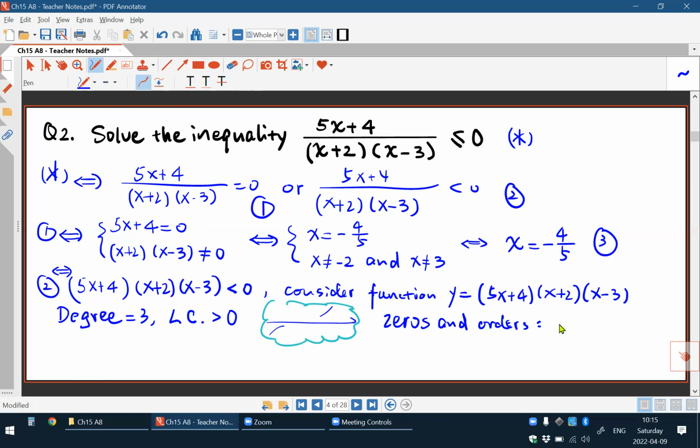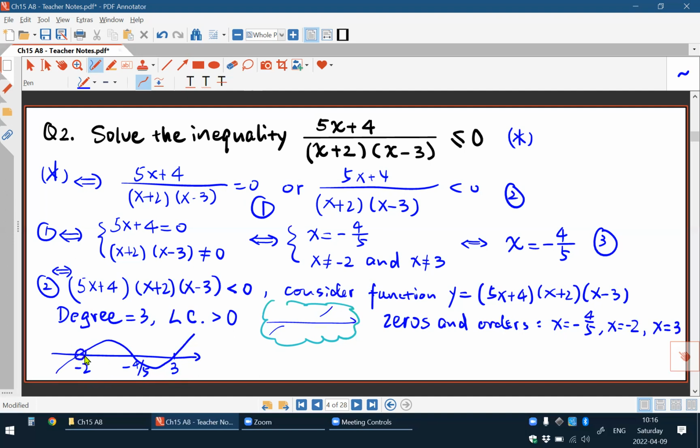Zeros and orders. So first of all, x can be -4/5. x can also be -2, and x can also be 3. Okay, then let's draw the sketch. So first of all, -2 is here. And the next one is -4/5. The last one is 3. Then because the end behavior looks like this, x came all the way from -∞ to the first zero. Because all of the zeros have order 1, it just crosses each zero like this.